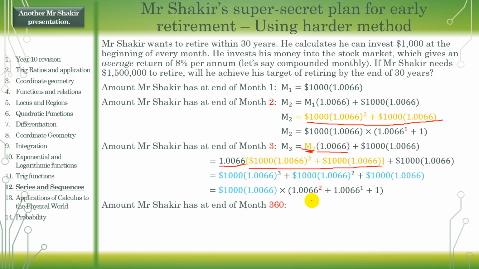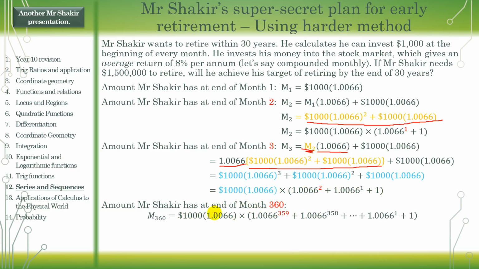Alright, so the amount Mr. Shakir has at the end of month 360. Remember, it's for 30 years. And because we're compounding monthly, we have to convert that 30 years into months, which is 360 months. That's where I got 360 from. Now we're going to generalize. At month 2, I had that. At month 3, I had this expression. So at month 360, I can guess that it looks something like this, right?